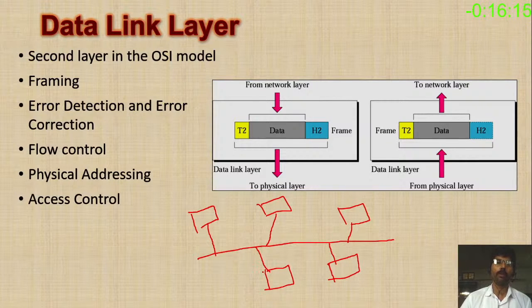Now, if two devices want to transmit a data, then this data link layer will decide who will transmit first and who has to wait. That is called access control. Okay, some of the jobs of data link layer are framing, error detection and correction, flow control, physical address, that is the MAC address. The last one is called access control.